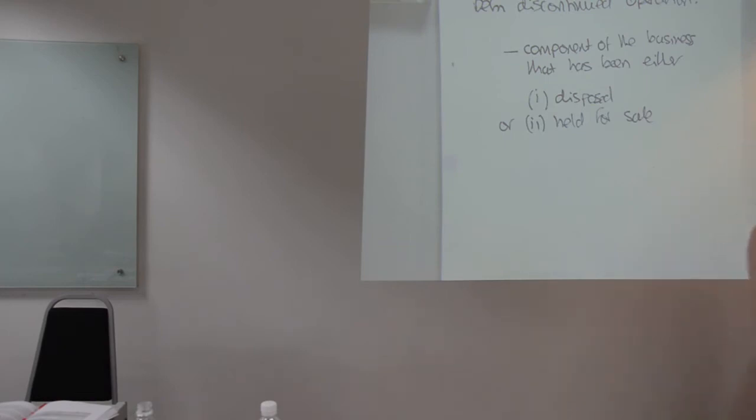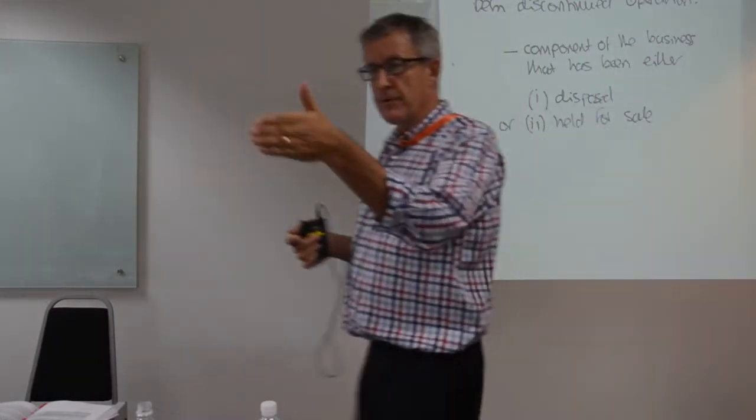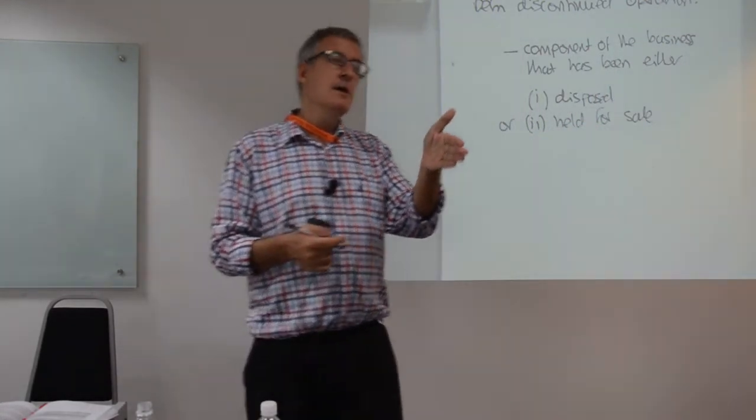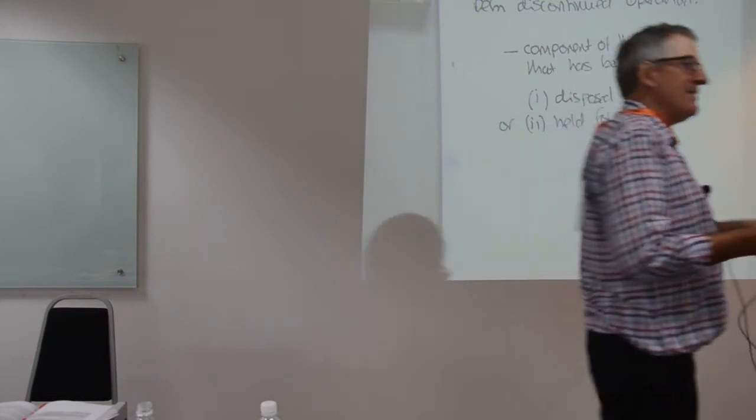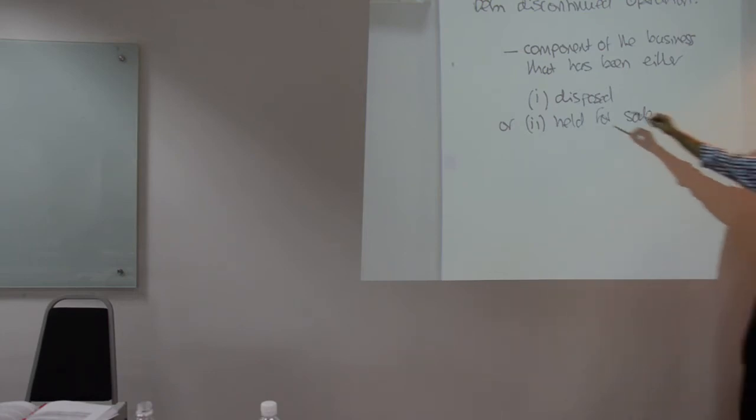Most of the time, a discontinued operation has been discontinued, so that you've actually sold the business in September, or you've actually sold the business in July. So it is actually a discontinued operation. But it is possible to have a discontinued operation which has not yet been discontinued, so it's a discontinuing operation because it is held for sale.